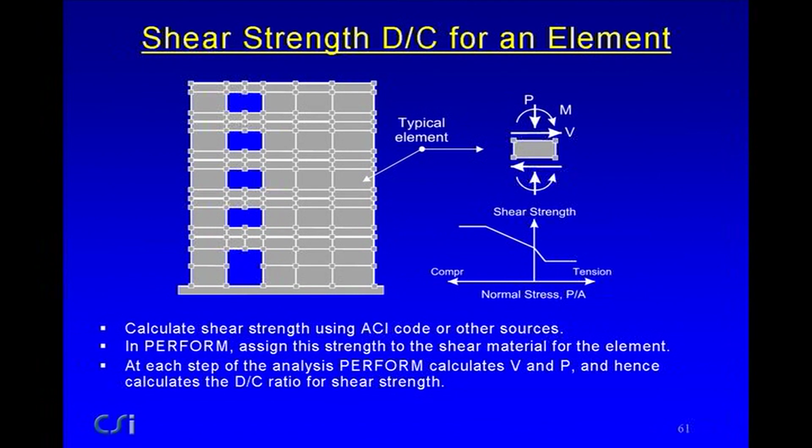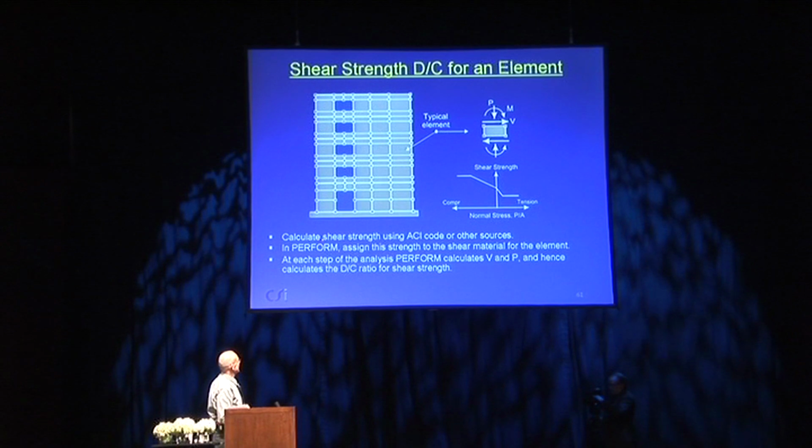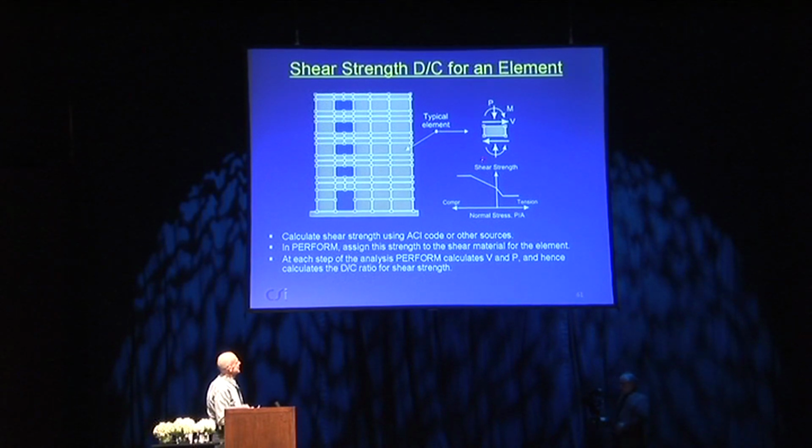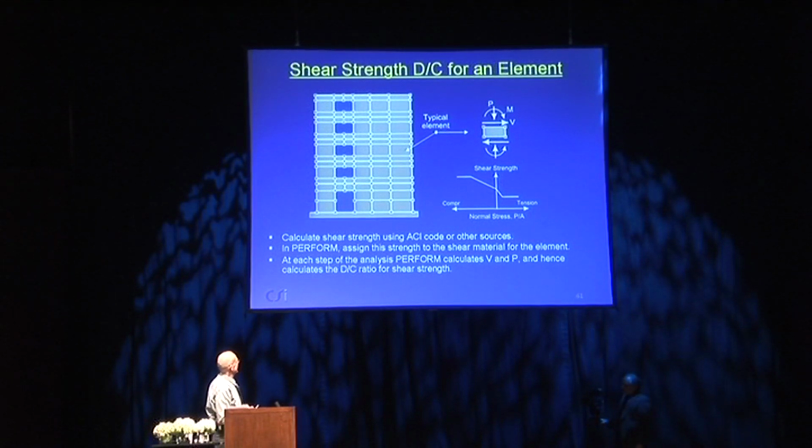You can calculate the shear strength using the ACI code or other sources. What you would do in Perform is you assign the strength to a shear material, and then you would assign this material to an element. So if you were doing a shear strength calculation at the element level, you would take a typical element. It's got a shear force, it's got some axial force. You've assigned a shear material to this element, and so at each step in the analysis, it will calculate V and P, and it helps it calculate the demand-capacity ratio for shear strength.